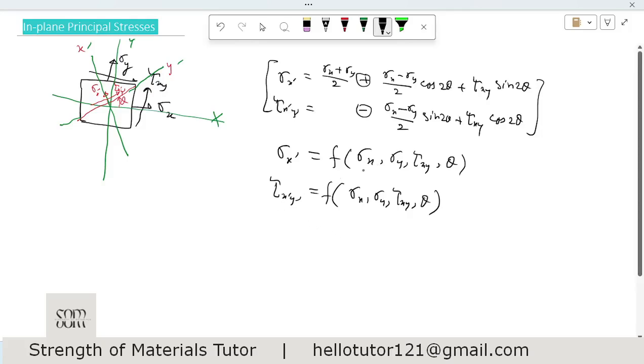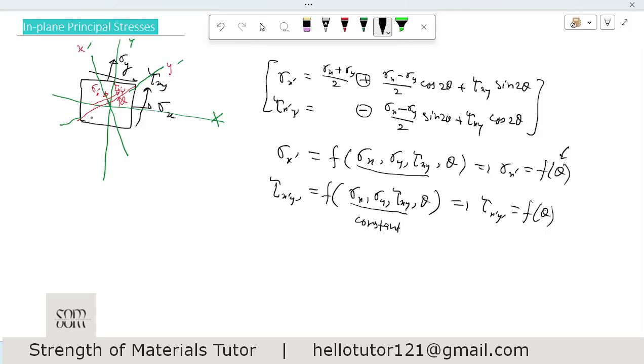Now if we keep the stresses constant, it means sigma x prime is only a function of theta and tau x prime y prime is only a function of theta, right? So it means if we change the angle theta, the normal stress and shear stress on these transformed or oblique planes or rotated planes, whatever you call it, will change, okay?